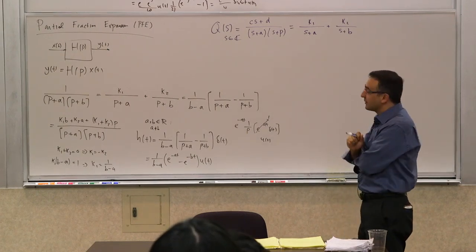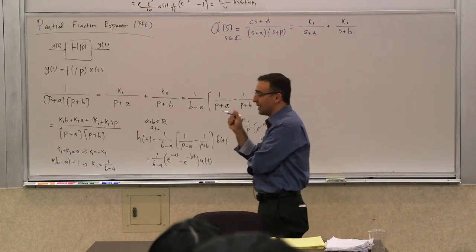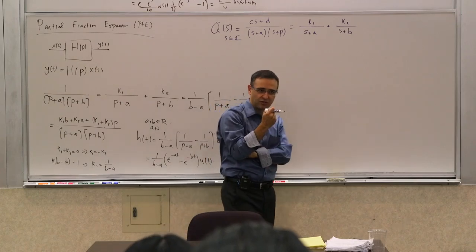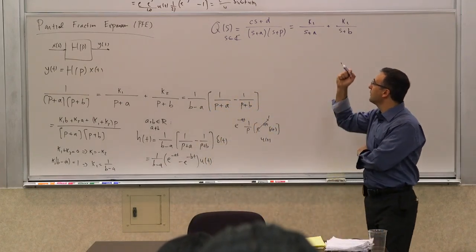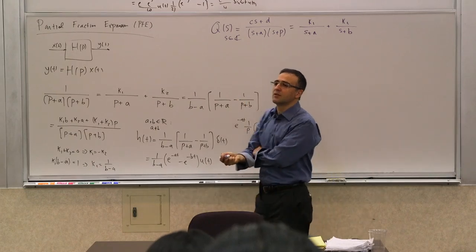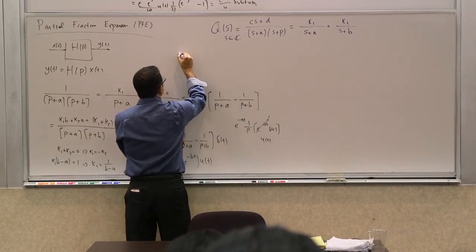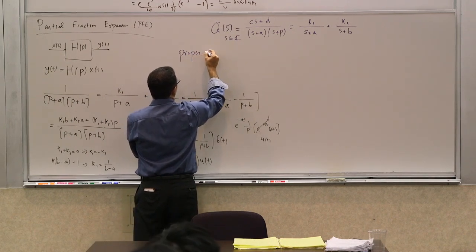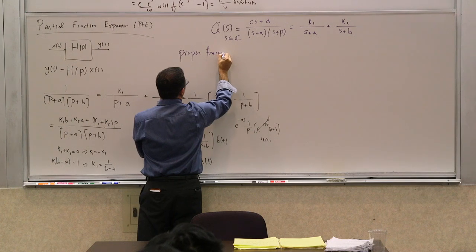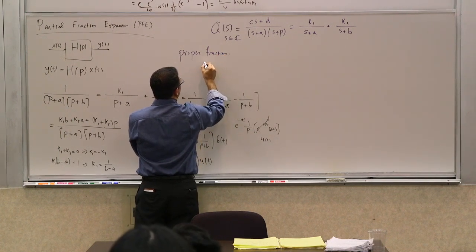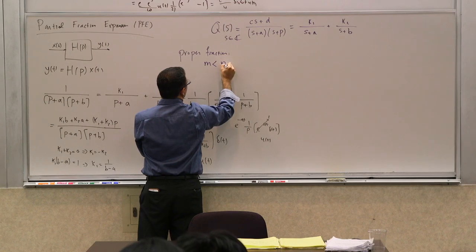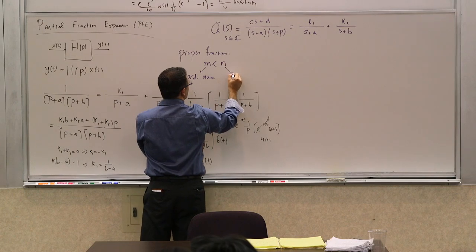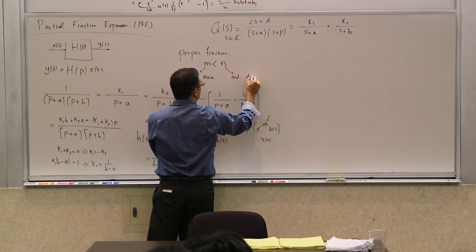So how do you go about that? Now, the first thing you need to be able to do these kinds of things is to have a proper function. A proper function has a definition. Proper function means the order of the numerator is less than the order of the denominator. So, say proper fraction, I guess. A proper fraction is where the order of the numerator is smaller than the order of the denominator.